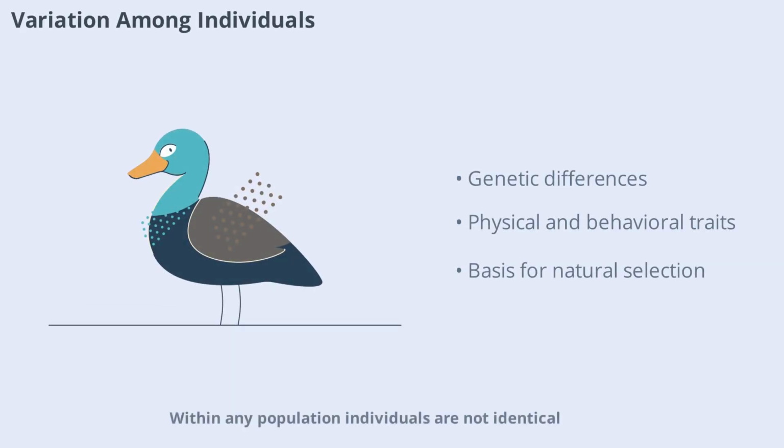Within any population, individuals are not identical. There are always differences in size, color, strength, and many other traits. These variations are crucial for natural selection to work. Some variations give individuals an advantage in their environment, while others might make survival more difficult. The source of this variation is genetic differences, which can arise from mutations, gene shuffling during reproduction, and other processes. Without variation, evolution would not be possible.